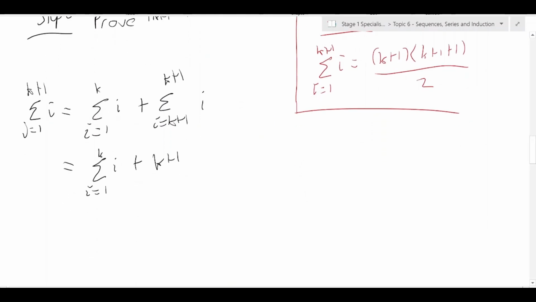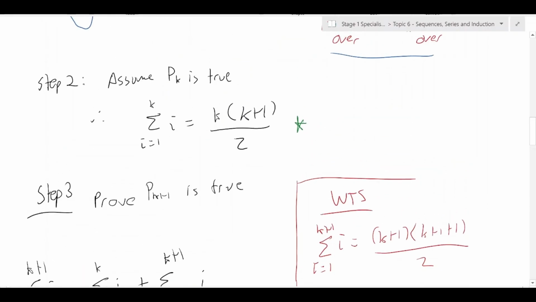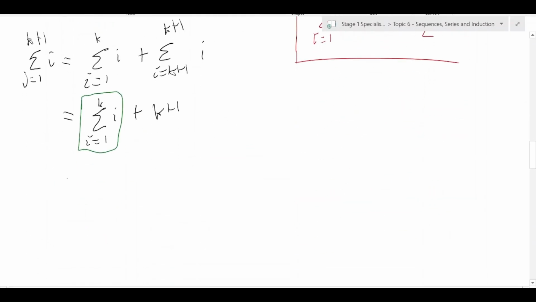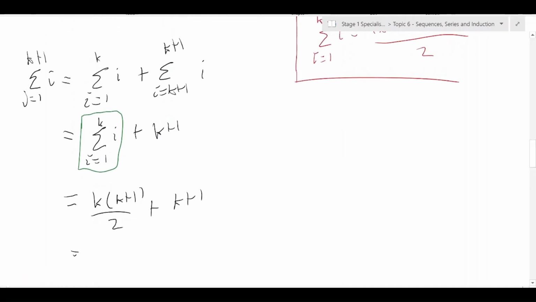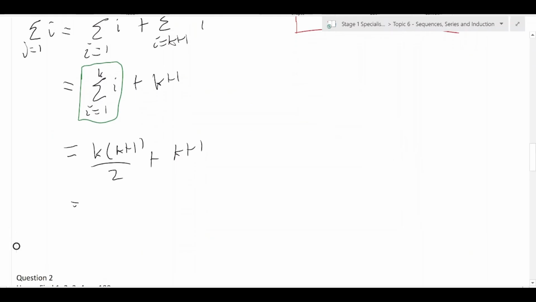And if we think about what this thing is, then we can compare it to the statement that we've assumed is true, which is this. So we can replace this sum with K(K plus 1) over 2 because we've assumed that's true. So you always use your assumptions. K(K plus 1) over 2 plus K plus 1. And now we just simplify this. What we're trying to get is this thing on the right here. So hopefully we can do that.